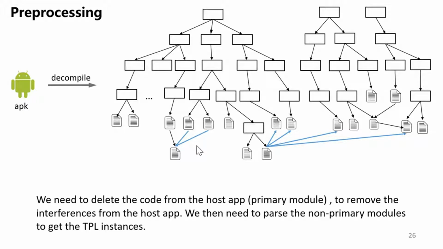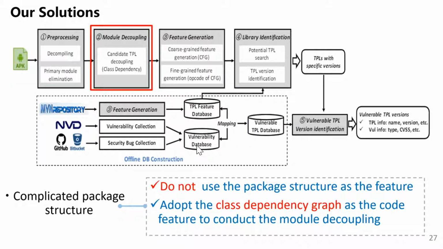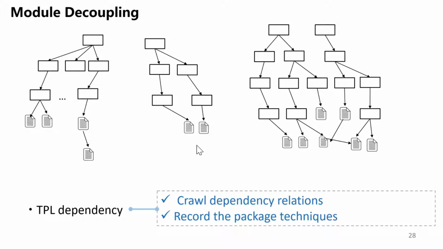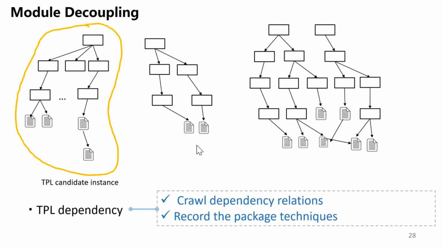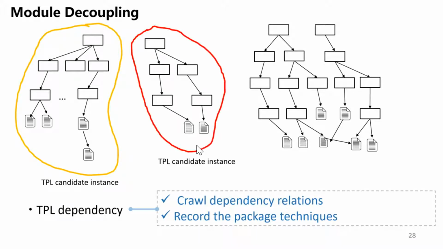Then we need to identify the code from the host app, which we call the primary module. We need to delete it to remove the interference from the host app and retain the non-primary modules. Then we will conduct a module decoupling algorithm. Based on our analysis, we know that the package structure is not stable, but fortunately, we found the class dependency graph can achieve a good performance in constructing TPL candidate instances.